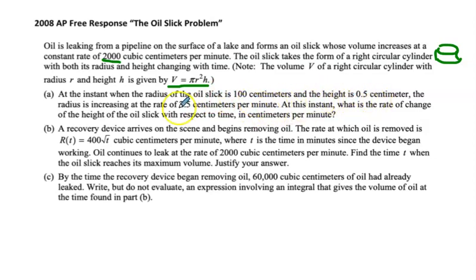half a centimeter, the radius is increasing at a rate of 2.5 centimeters per minute. At this instant, what is the rate of change of the height of the oil slick with respect to time in centimeters per minute? My friends, this is a related rates problem. So you have to start with the volume here of pi r squared h, and you're given a couple of things. You're given that the volume is increasing at 2,000 cubic centimeters per minute.